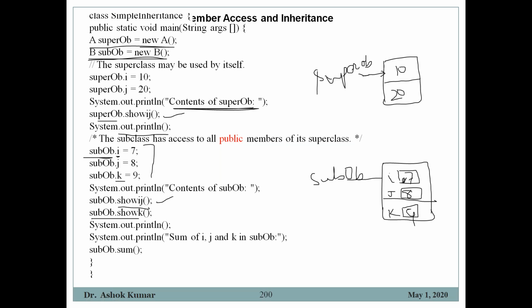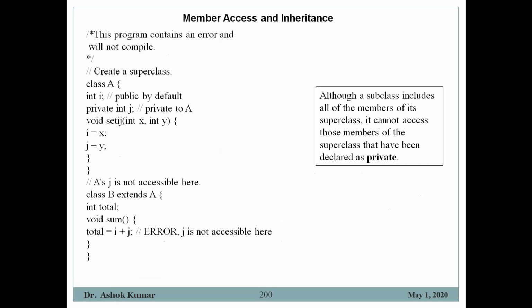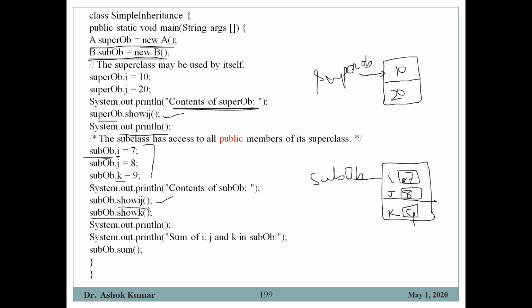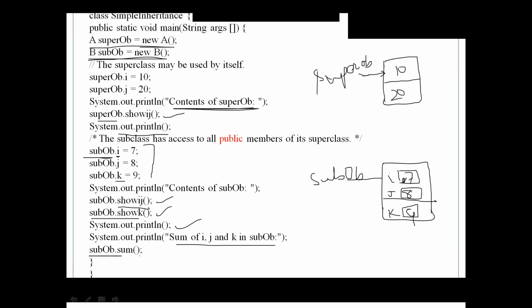So this is the method of the subclass, show k, and it will print the value of k, and you will get 9 on your monitor screen with this. And then this println will break the line, and the next line will show you the sum of i, j and k. Sob is calling the sum method. So the sum method is here.